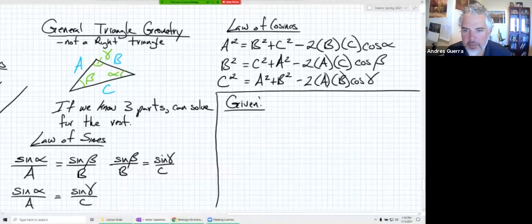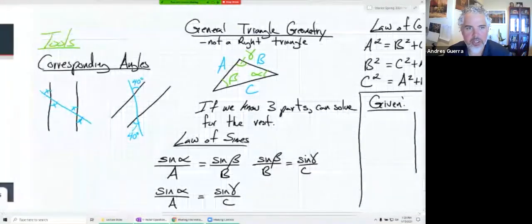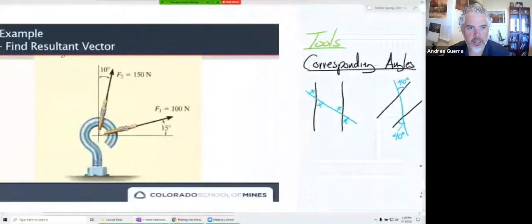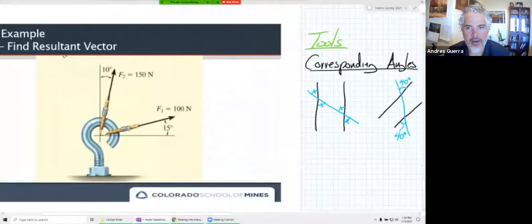So given in this problem statement, and I'll go back to the picture here in a little bit, actually, let me go back right now to show you this right here. So we have this resultant. They're asking us to find the resultant force vector. So we're going to draw all of this given information here.